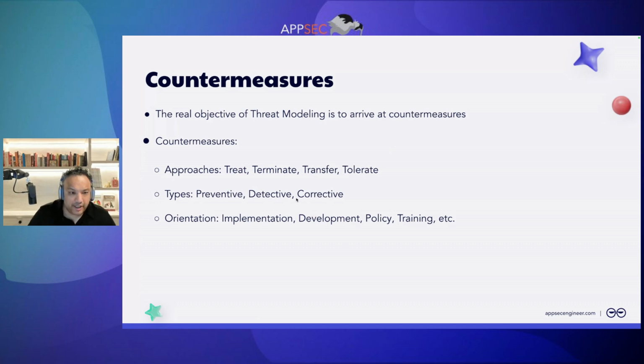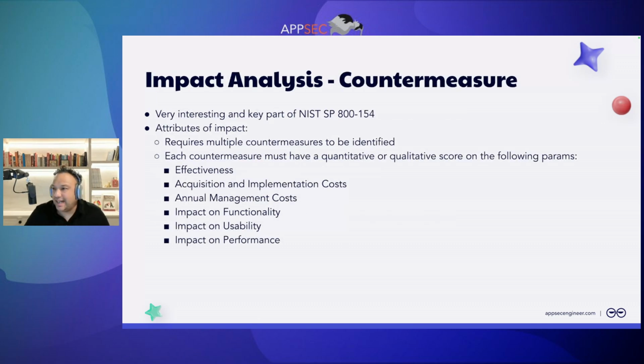So when it comes to countermeasures, one of the things that I like to use is the way that NIST SP 800-154 does countermeasures, right? This is very nice, because NIST requires you to identify multiple countermeasures for a threat. It also requires you to identify the cost of implementing that countermeasure. So it requires you to identify the effectiveness cost, the acquisition cost, the annual management cost, and it gives you an actual scoring system to do that.